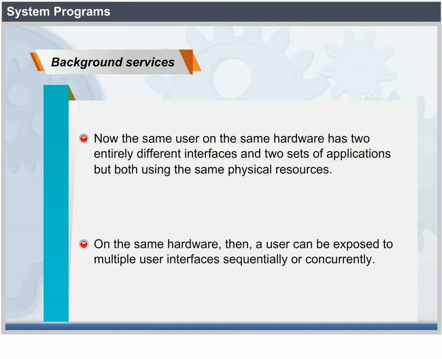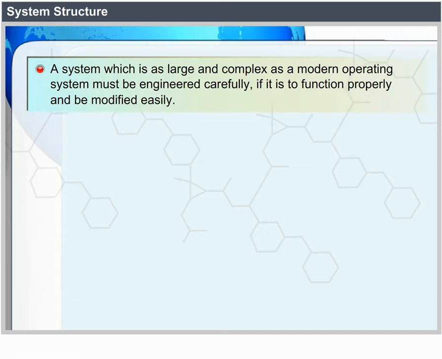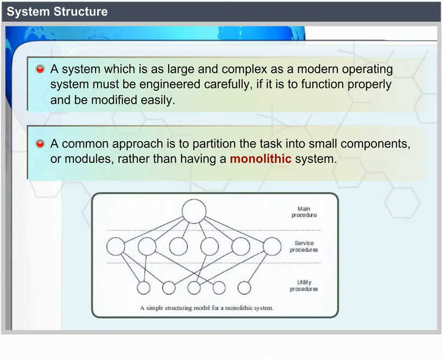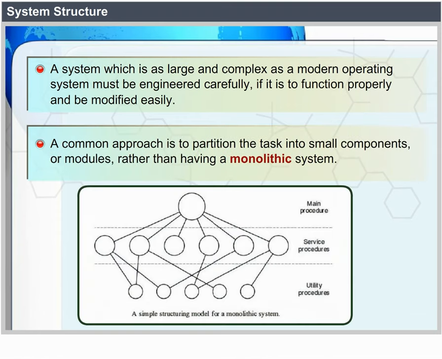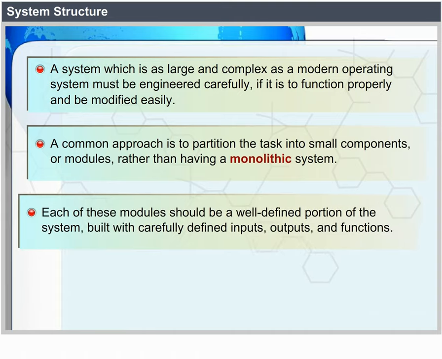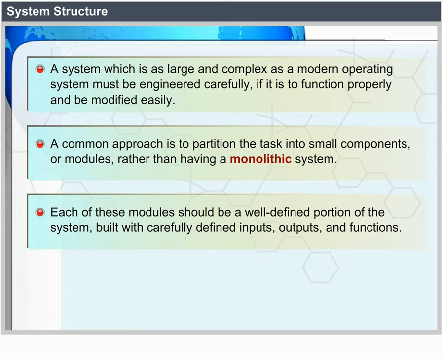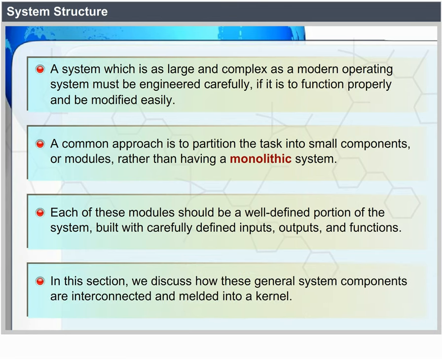System structure. A system as large and complex as a modern operating system must be engineered carefully if it is to function properly and be modified easily. A common approach is to partition the task into small components or modules rather than have one monolithic system. Each of these modules should be a well-defined portion of the system with carefully defined inputs, outputs, and functions. In this section, we discuss how these general system components are interconnected and melded into a kernel.